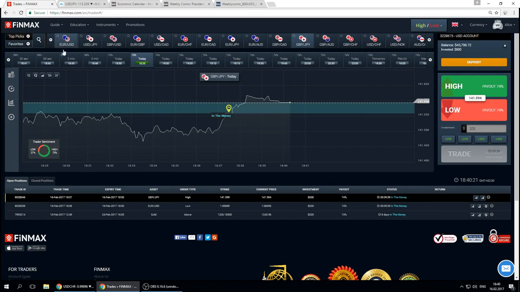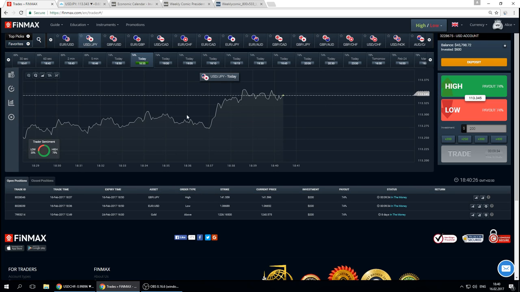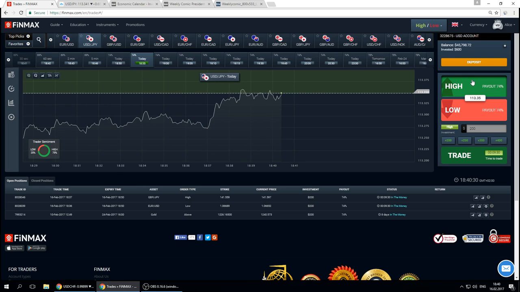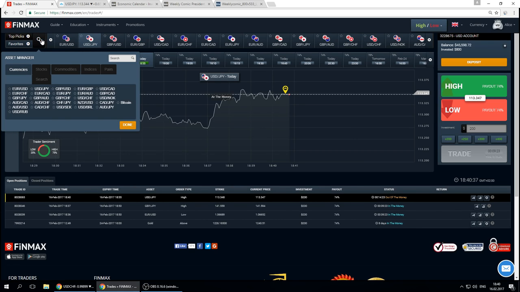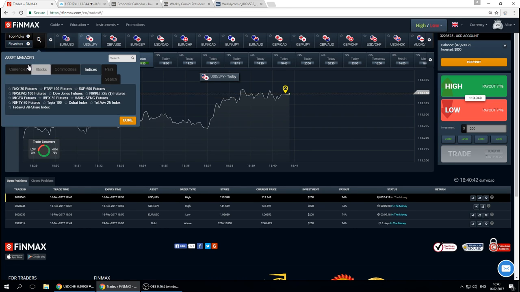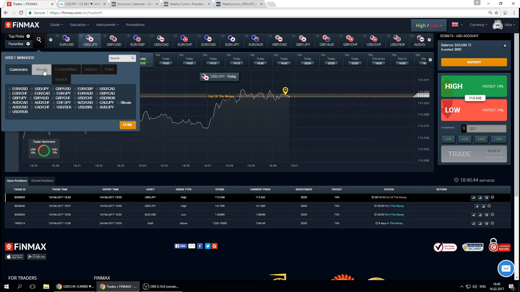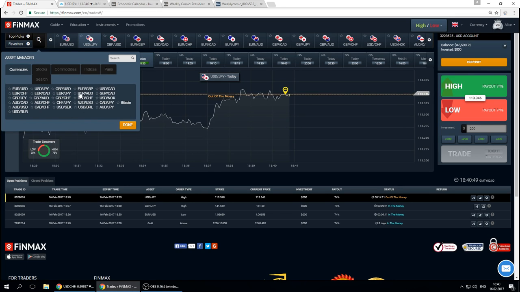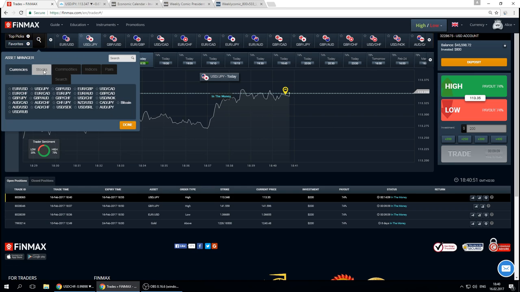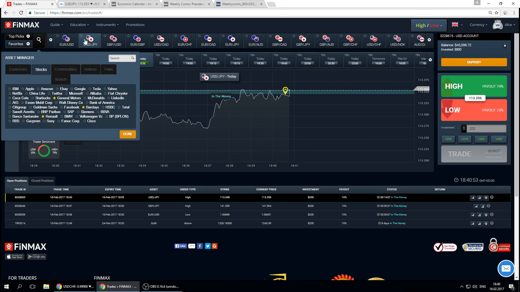Okay, let's open. You can scroll here to search for the asset that you are looking for. You need to confirm everything. Okay. You can also use the magnifier tool here and switch between the assets that you are interested in easily. So let's say if you search for a currency, you search it in this group.